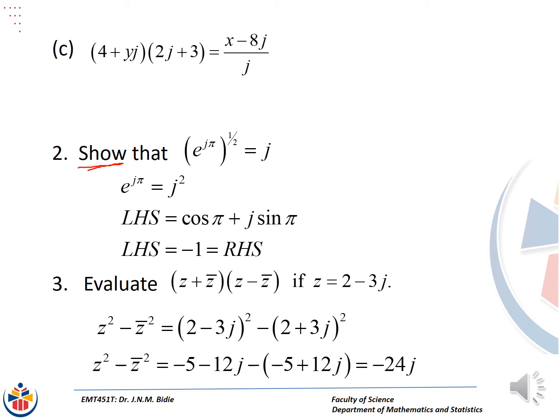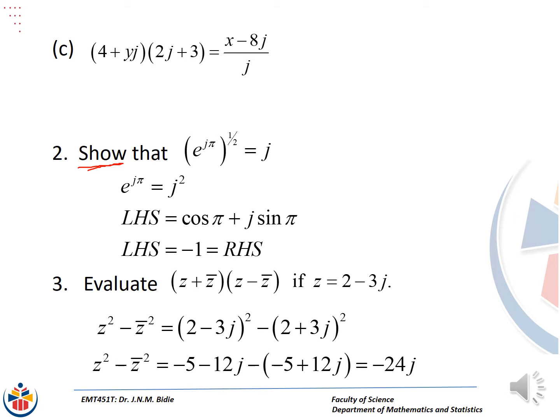So therefore, the answer for the left hand side is -1. And then we know that j squared is also equal to -1. So we've shown the expression to be true.